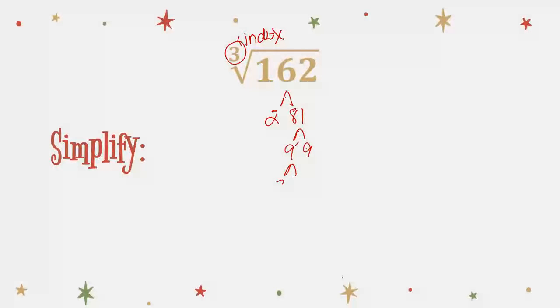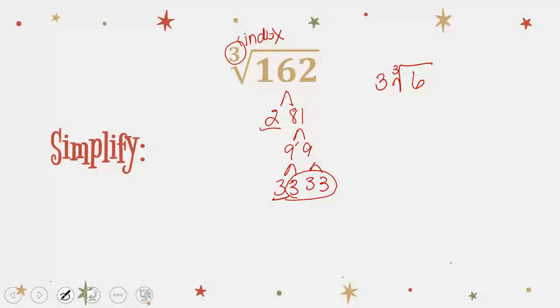I'm going to break this all down as far as I can go. But this time, instead of looking for pairs, I'm looking for groups of 3, like these three 3s. That gets to come outside the radical, and my leftover 2 times 3 gives me a 6 inside the radical. So it's the same idea, but the index, that little number, tells you how many need to be in the group that you're looking for.